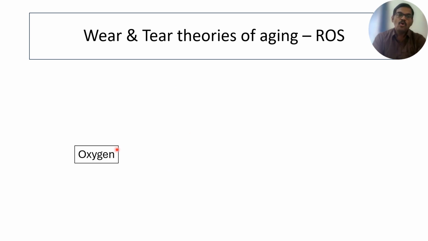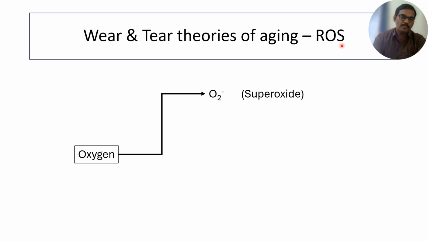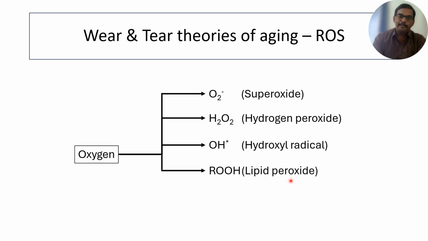Next, let's see how oxygen can cause damage to the cell. Oxygen can cause damage to the cell by getting converted to reactive oxygen species. In the previous class on free radicals, you might have learned how different reactive oxygen species are produced from oxygen, like superoxide, hydrogen peroxide, hydroxyl radical, lipid peroxide and thiol radical. All these free radicals will damage the nuclei, DNA as well as the protein, which results in aging. This is how oxygen, by getting converted to reactive oxygen species as free radicals, damages the DNA and protein, resulting in aging.